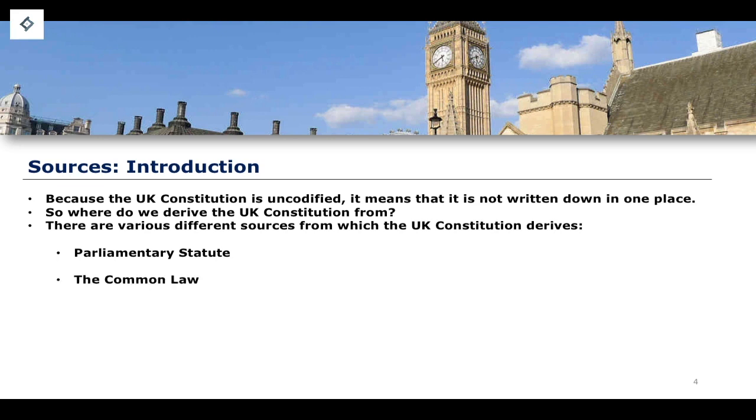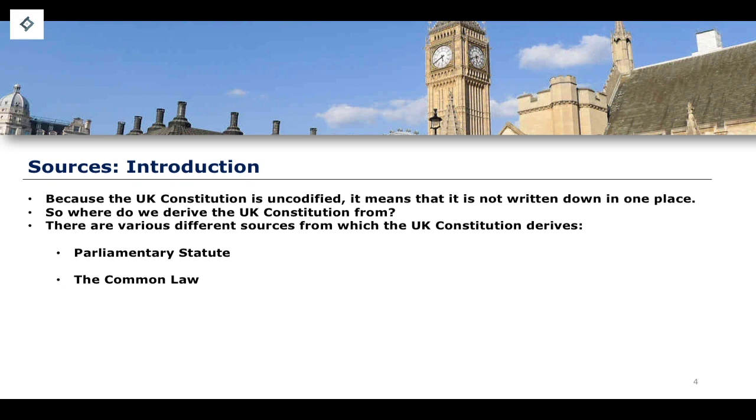A second major source of the UK Constitution is the common law that is made by judges, law that is made through cases and through various principles of precedent and stare decisis. There are a number of different generalized principles and ideas that are enshrined by the common law. There are also different principles and ideas which the common law utilizes to interpret parliamentary statute.